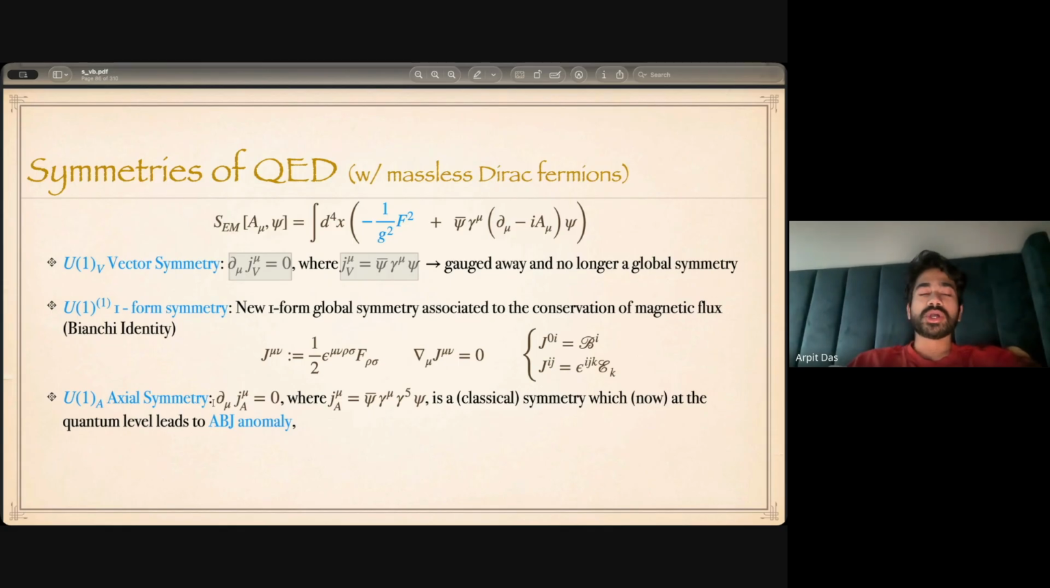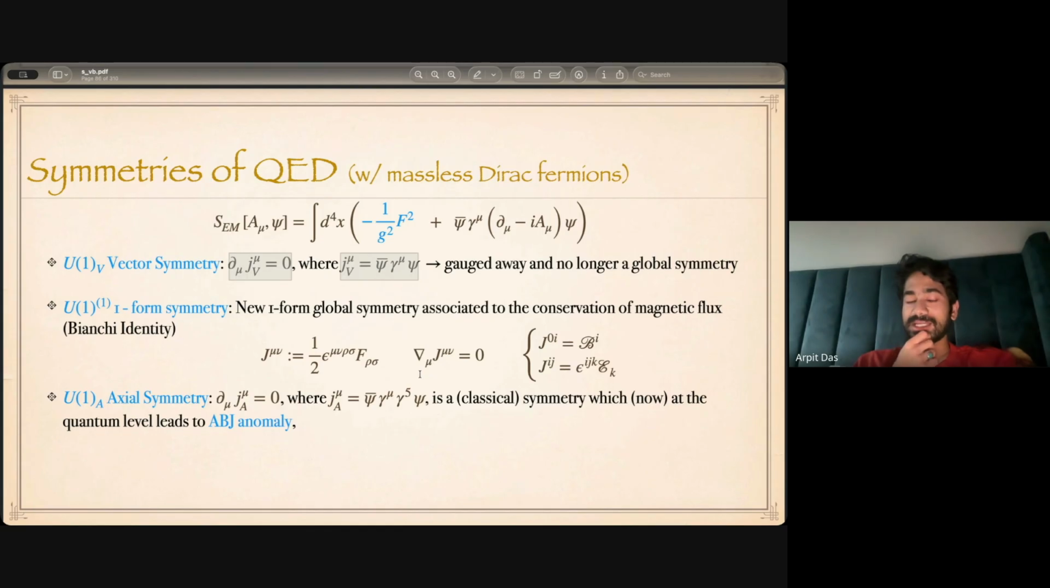Furthermore, there is also an axial symmetry at a classical level, which is related to the axial phase rotations, psi bar gamma mu gamma 5 psi. And this is precisely the case when your fermions are massless. Because if you have a mass term, then this symmetry is classically explicitly broken. But if you don't have the mass term, then this is conserved.